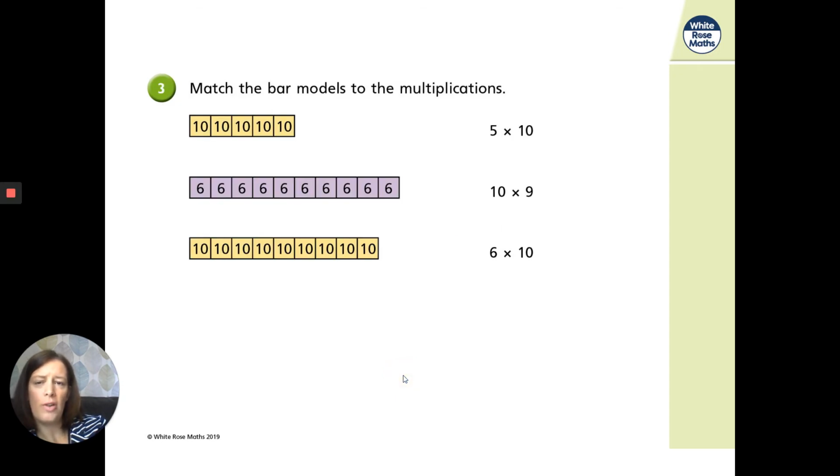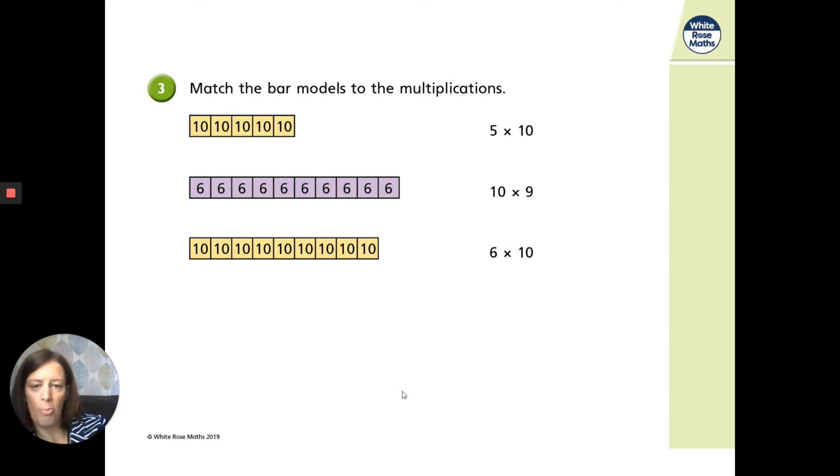So this time we're going to see if we can match the bar model to the correct multiplication. So remember, when you're reading your multiplications, we read them as 5 10 times or 10 5 times. Okay, that might help you match them up. So pause the video, see if you can match and draw the bar models which match the multiplications.